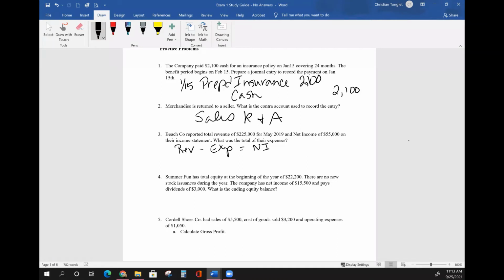And so now we just have to fill in the formula, do the math. So we're going to say 225 less the 55,000, and the difference here is going to give me what my expenses were. Okay. So my answer is 170,000. And you don't have to write out revenue minus expense equals net income. You can just do the math and give me the number.